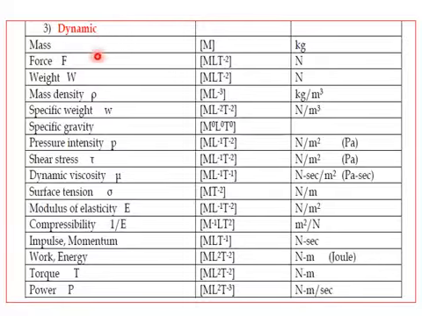So similarly, the terms related to dynamics: mass is M, force is mass into acceleration, so MLT^-2. So weight is a force unit, again it is MLT^-2. Mass density is mass by volume, so ML^-3. Specific weight is nothing but weight by volume, so Newton, force is MLT^-2, then specific weight is Newton per meter cube, so here divided by L cube, that gives ML^-2 T^-2.